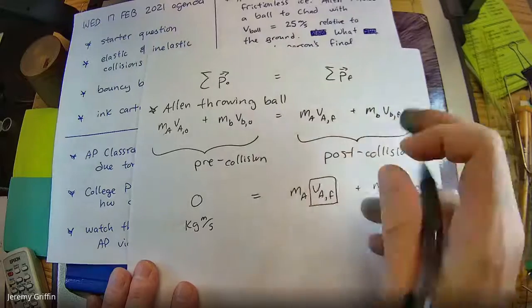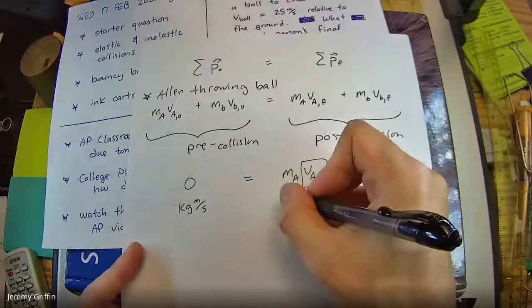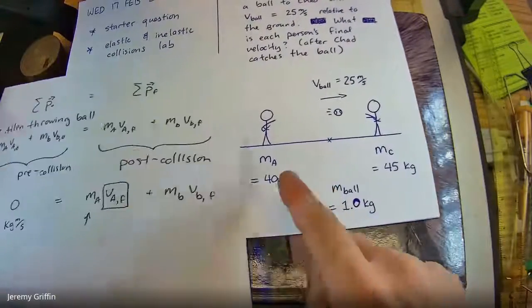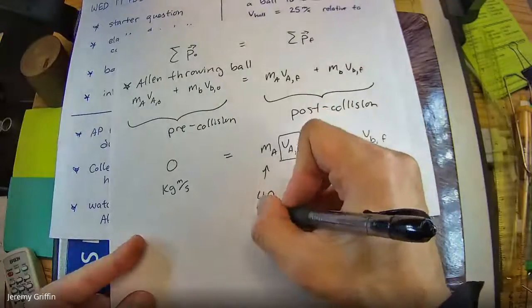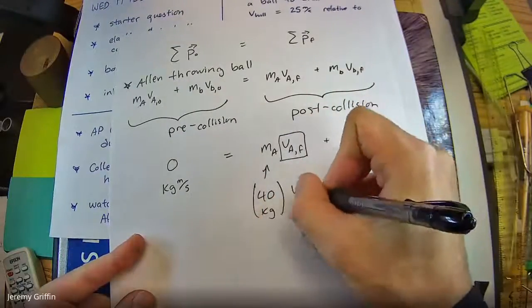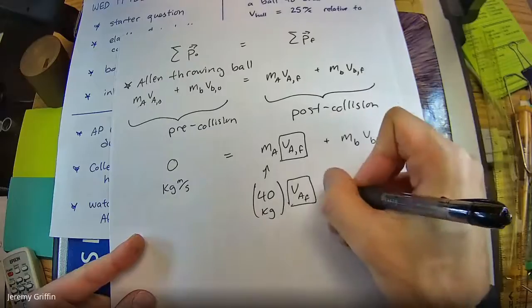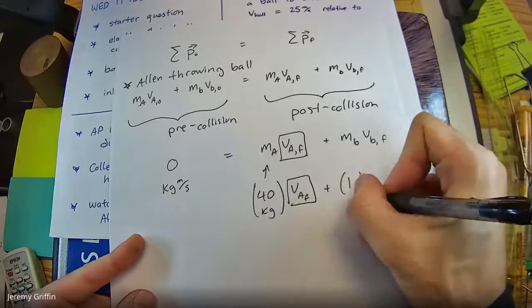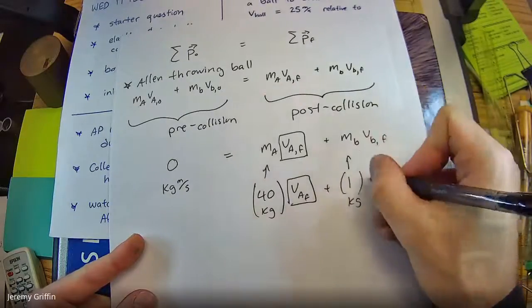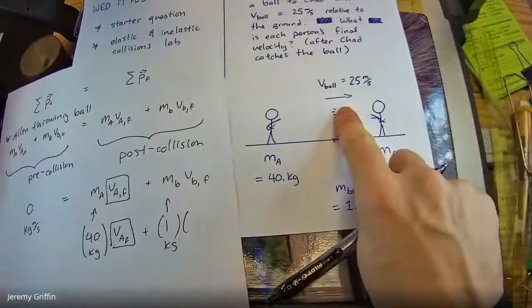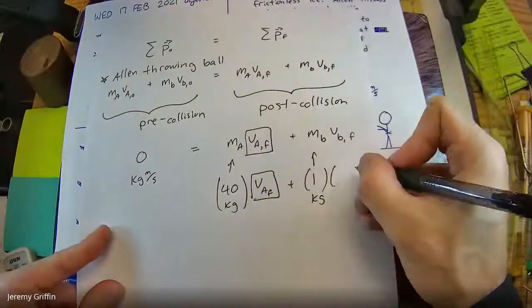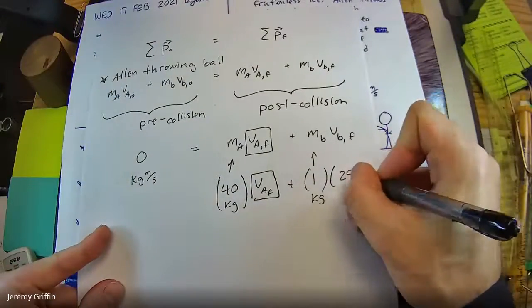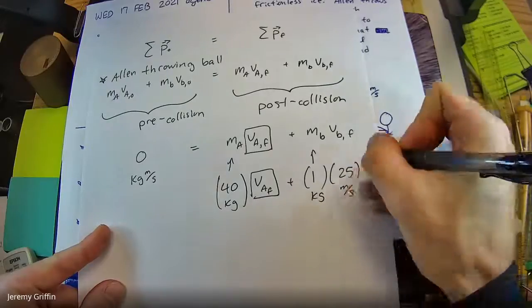I hope we have three of these things so that we can solve for this. Do we? We know the mass of Alan was 40 kilograms. Velocity of Alan, final, is what we solve for. The ball was 1 kilogram, and Alan threw the ball at 25 meters per second.